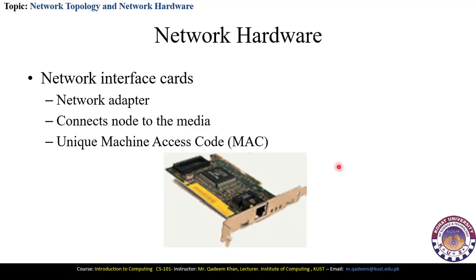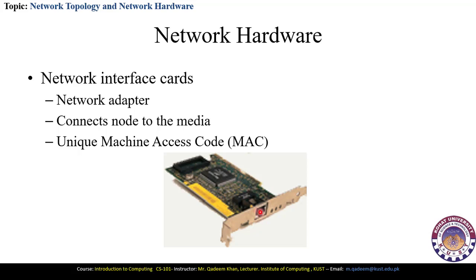Now we will investigate different sorts of network hardware which are required for networking. With this hardware we connect one computer to another computer. So these hardware devices are the endpoints of the wires or wireless. The first one is called the network interface card. This is also called the network adapter. It connects nodes to the media.